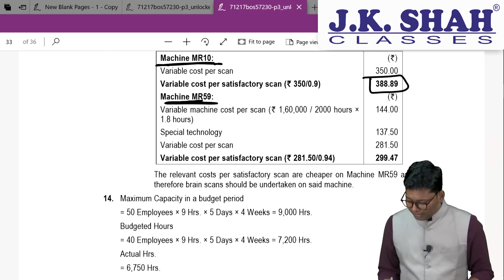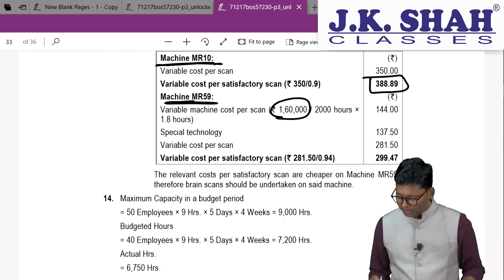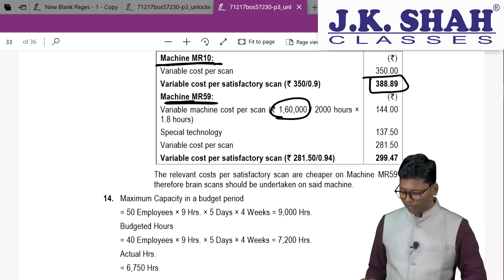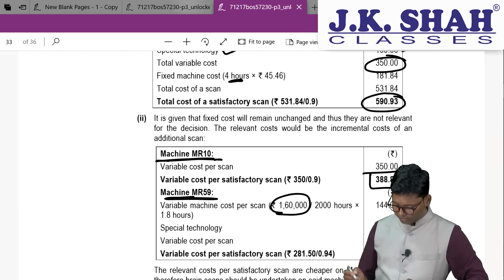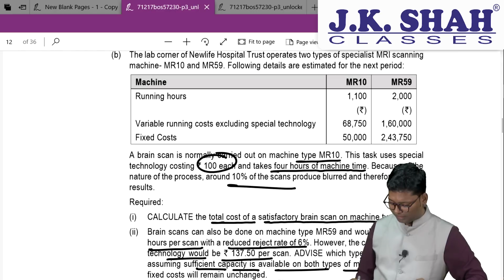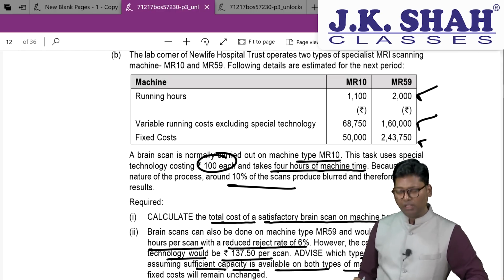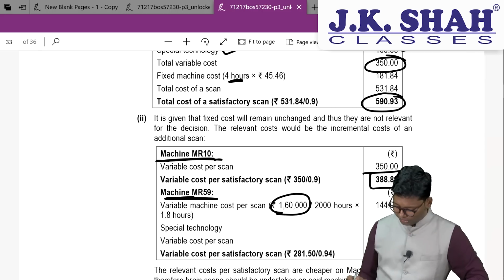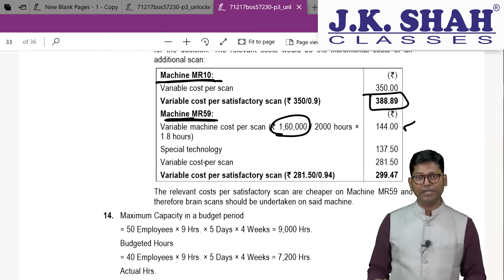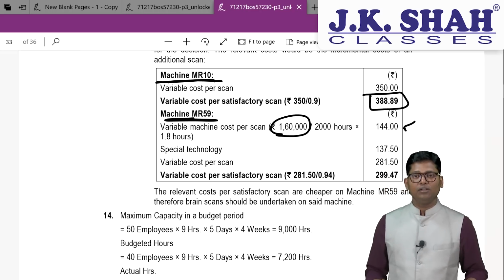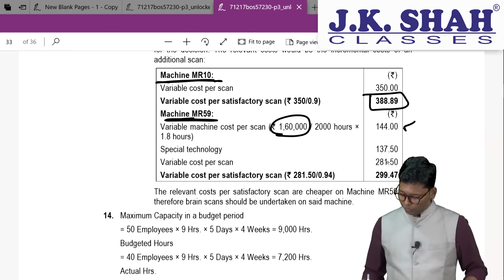Now for MR59, the variable cost per scan is 1,60,000 divided by 2000 hours, when you consider the entire number of hours. Sir, from where have they taken this amount? See, it is given here. Running hours are given, this amount is given. So all these values you should divide by 2000, and you get this particular thing. Into 1.8 hours, you are going to get your value. Now special technology 137 is the incremental cost. So the total cost computed here is 299.47.